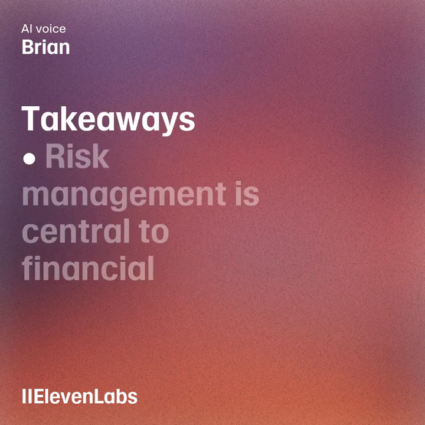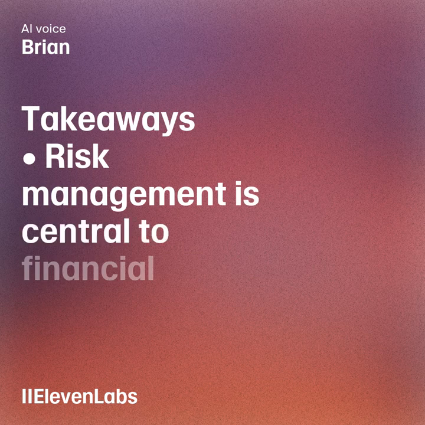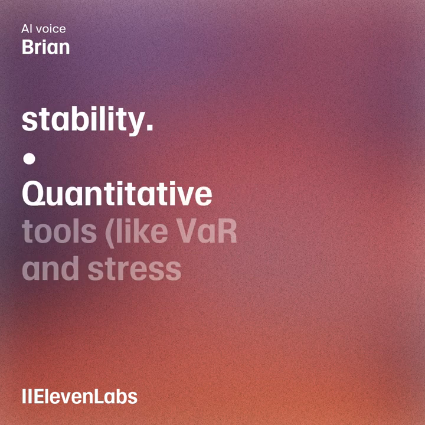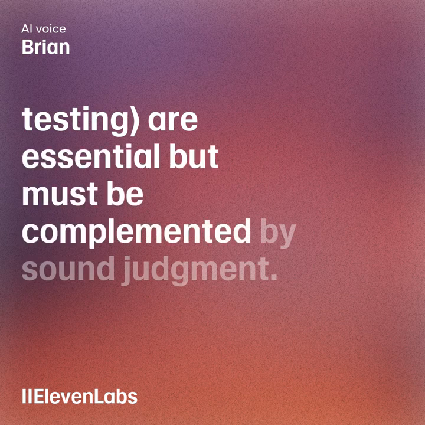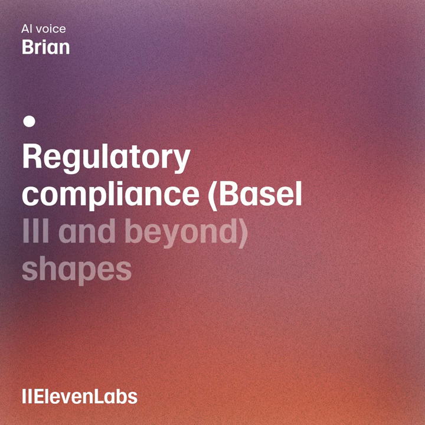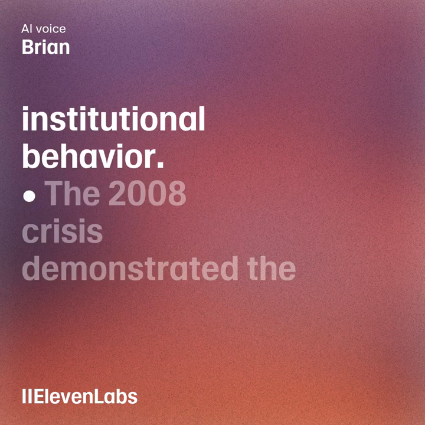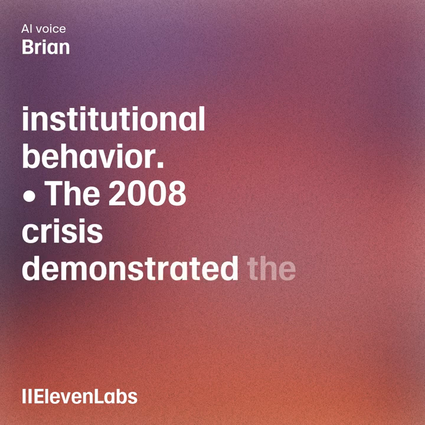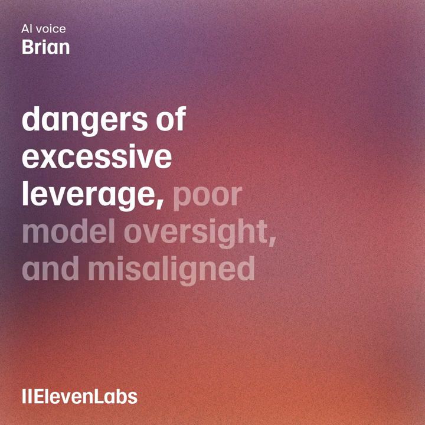Key takeaways. Risk management is central to financial stability. Quantitative tools like VaR and stress testing are essential but must be complemented by sound judgment. Regulatory compliance, Basel III and beyond, shapes institutional behavior. The 2008 crisis demonstrated the dangers of excessive leverage, poor model oversight, and misaligned incentives.